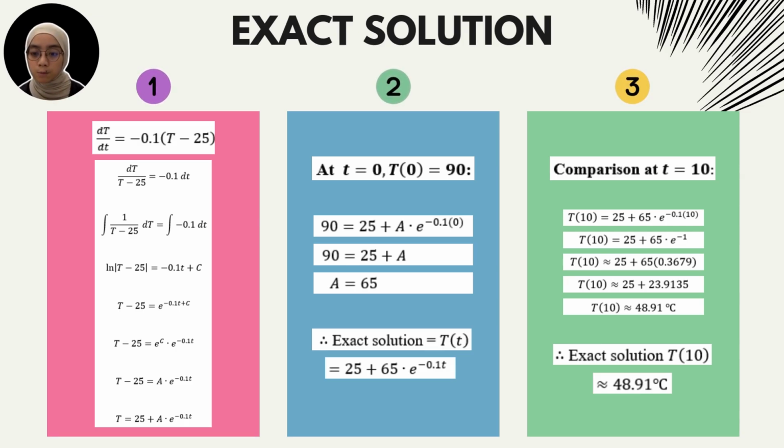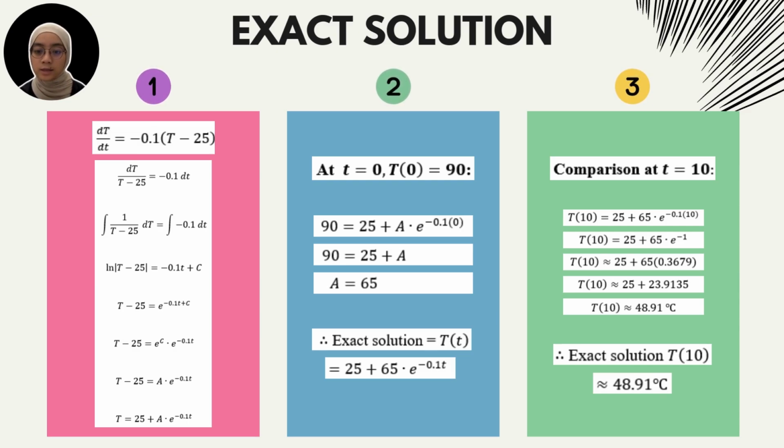To find the coffee's temperature after 10 minutes, we substitute t = 10 into the equation. This gives T(10) = 25 + 65 times e^(-1). Using the approximation, we calculate T(10) equal to 48.91 degrees Celsius.